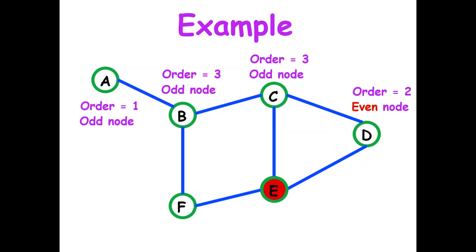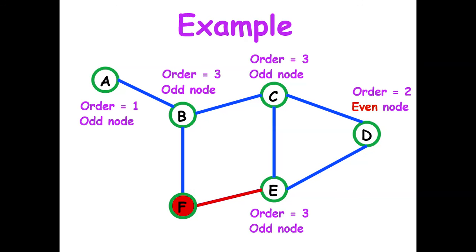Let's look at node E now, and we've got an arc going between E and F, an arc between E and C, and an arc between E and D. So that means the order is 3, and 3 is an odd number, so E is an odd node.